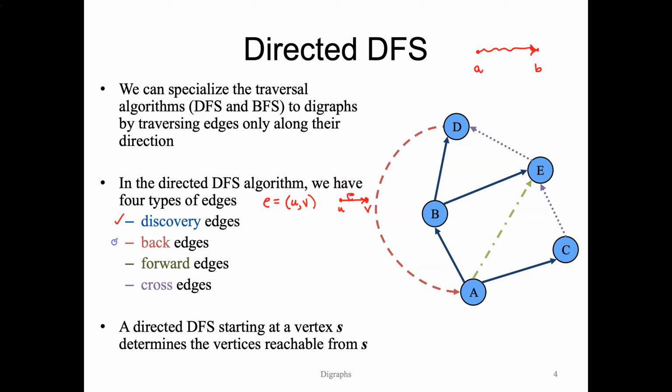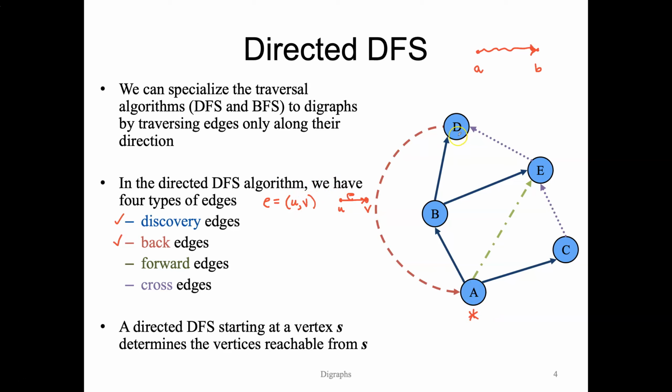Or as a back edge, and this is how we distinguish the non-discovery edges, if we look at the spanning tree rooted at some starting vertex. So let's say we started at vertex A and we performed our directed depth first search starting from A. And we have here our discovery edges shown in dark blue. For all of the other non-discovery edges, we can classify them based on whether V is an ancestor of U in this tree rooted at our starting vertex, or it's a descendant of U, or it has no relationship with U.